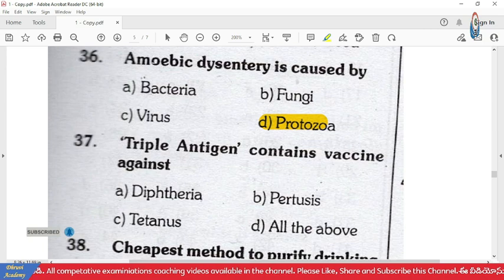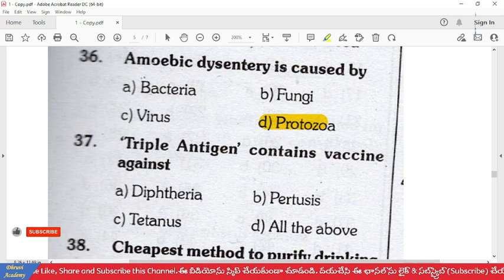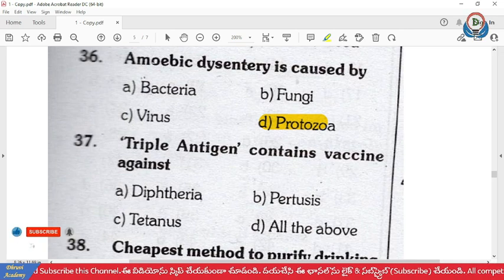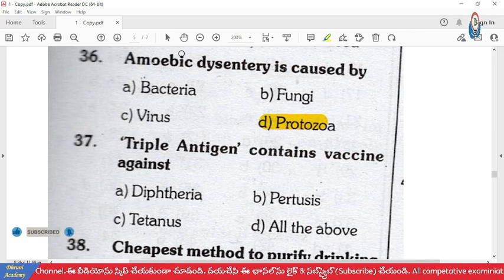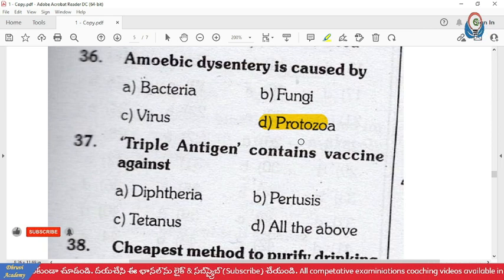What is dysentery? Dysentery is spread through drinking and eating food, and by uncooked food we get this amoebic dysentery. It's caused by a protozoan, right?